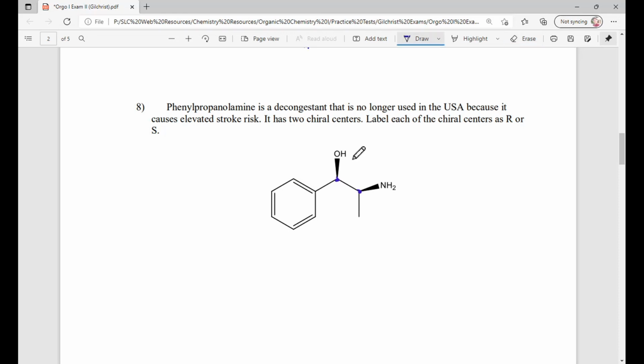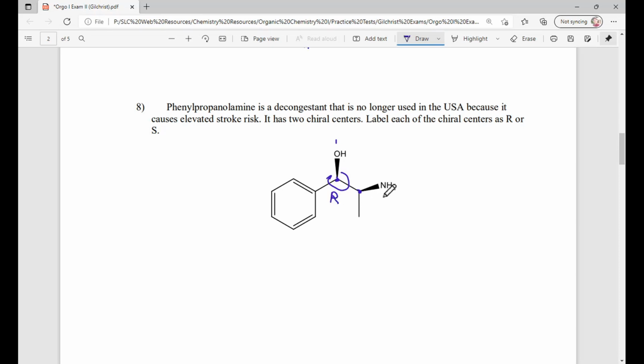But anyway, so you got a priority. You say it's R, and you're absolutely right. So 1, 2, 3. This is higher priority, so this is going to be like this. And this is an R configuration. What about the other one?